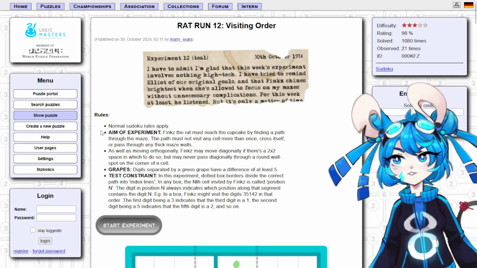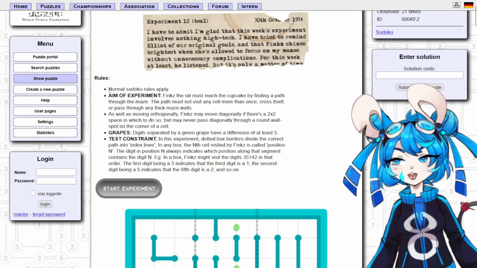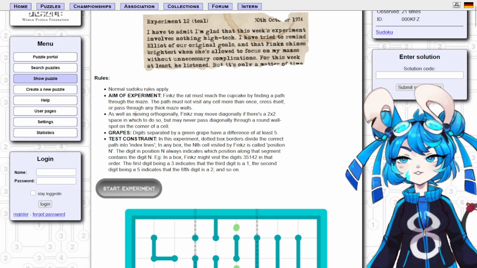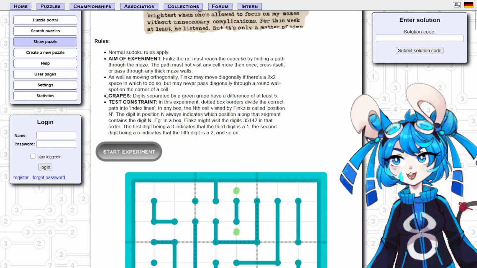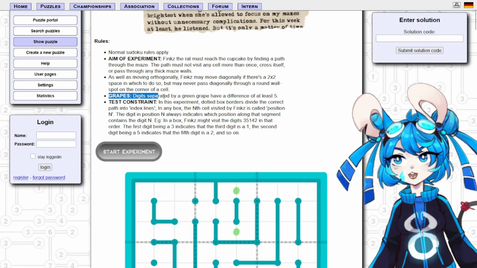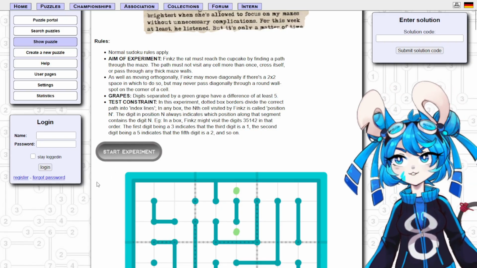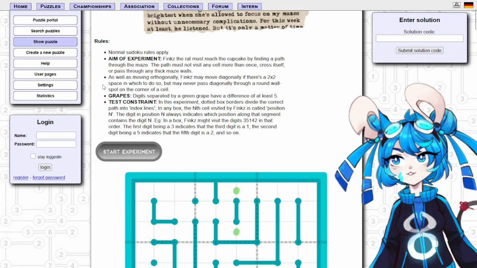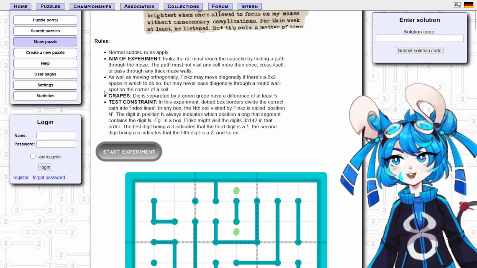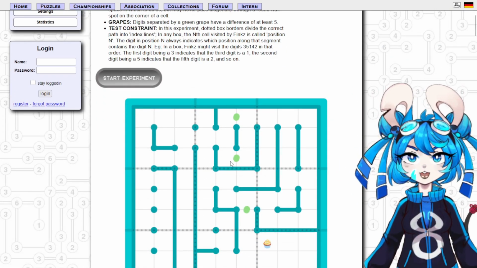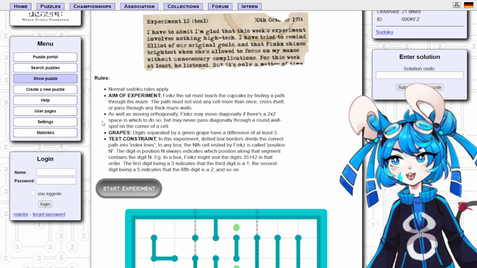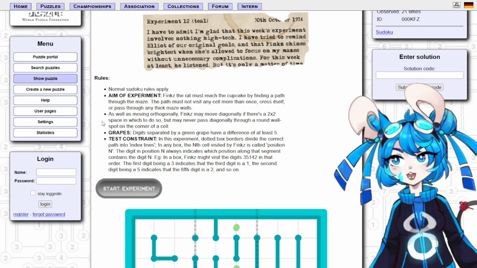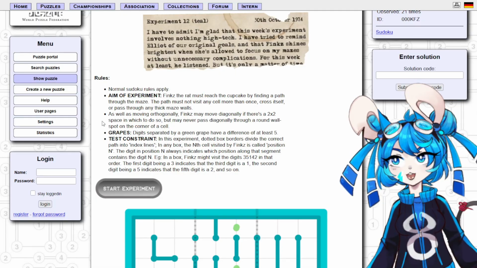Rules: normal 9x9 Sudoku rules. Into the experiments: Rat to Cupcake, Cross Diagonally 2x2. We know all that already. Grapes: digits separated by a green grape have a difference of at least 5. So they are German whisper grapes. We've gone over German whisper lines in the past, but these are just individual little segments. I won't go over them in a lot of detail, but basically they have to include a high digit and a low digit. Actually, I guess I will write that out.